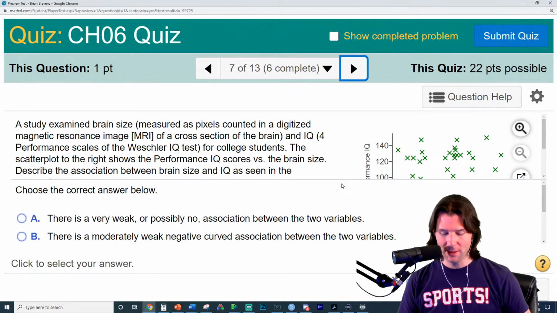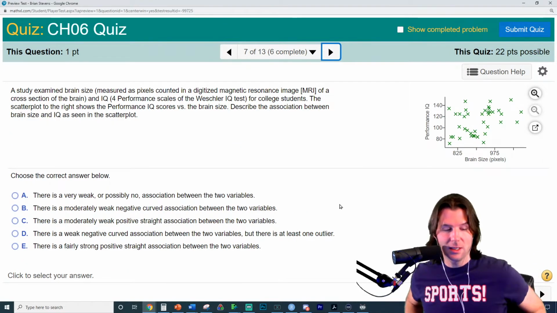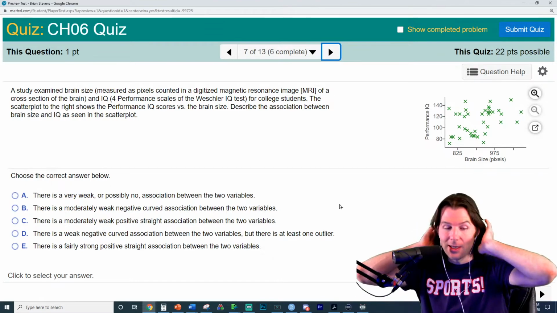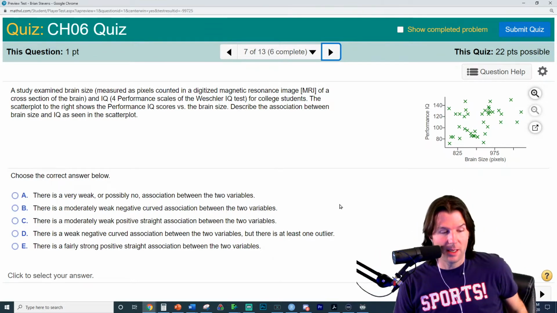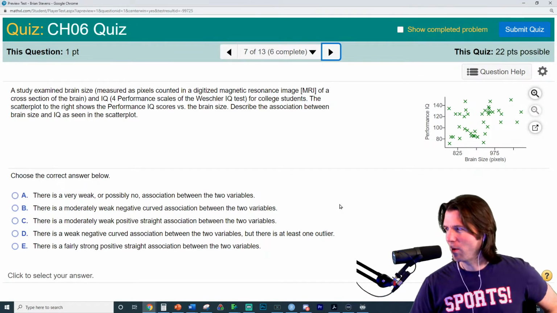We're going to get the whole thing done. We're going to do this here. Okay, what do we have here? A study examined the brain size from an MRI of the cross-section of 4 performances of IQ tests for college students. The scatter plot to the right shows the performance IQ scores versus the brain size. Describe the association between the brain size and IQ as seen in the scatter plot. I think I've gotten this one wrong before.